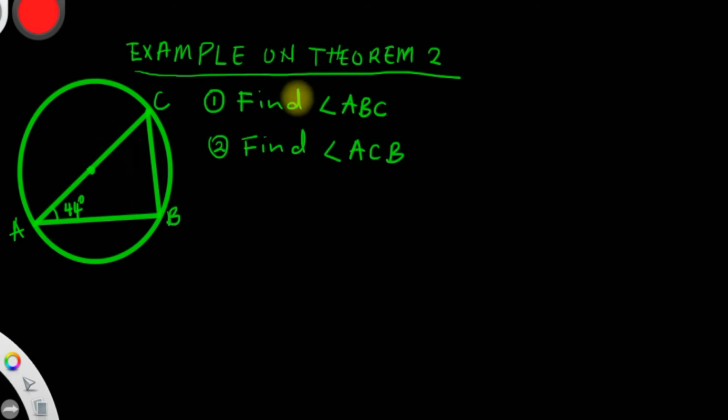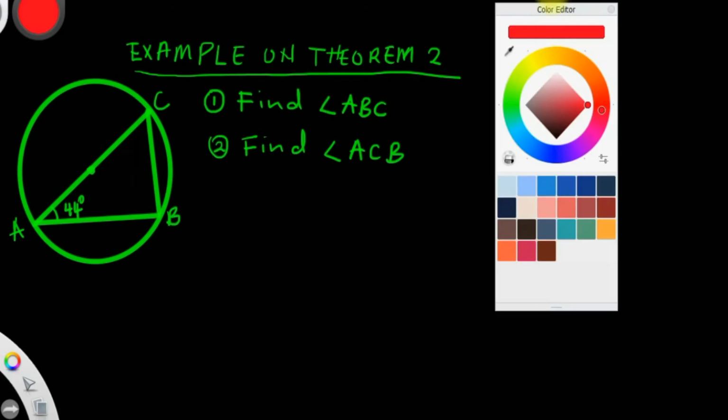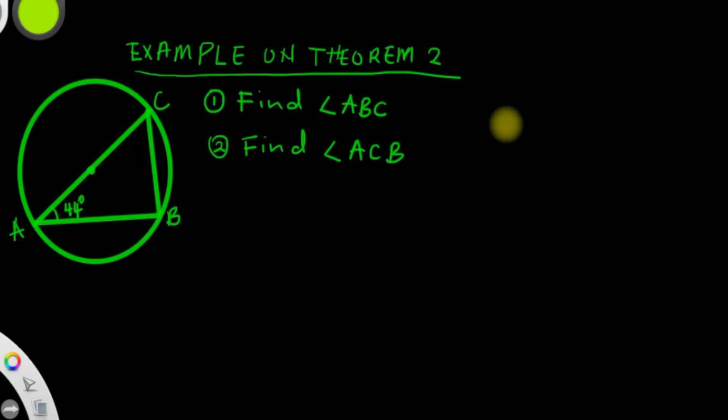We are looking at examples on Theorem 2. If you recall from Theorem 2, we learned that the diameter always forms an angle of 90 degrees on the circumference.